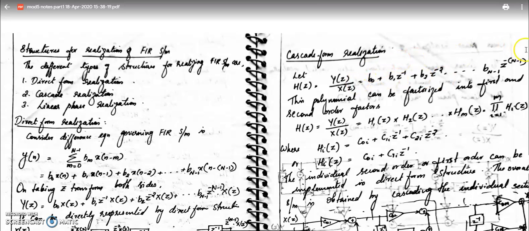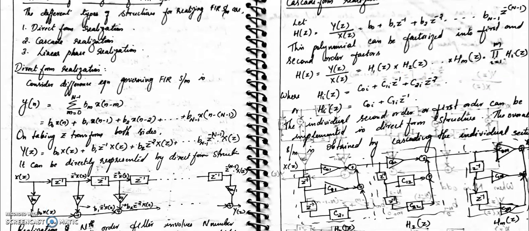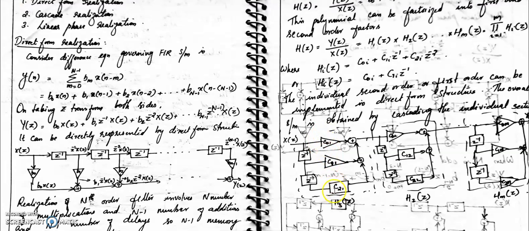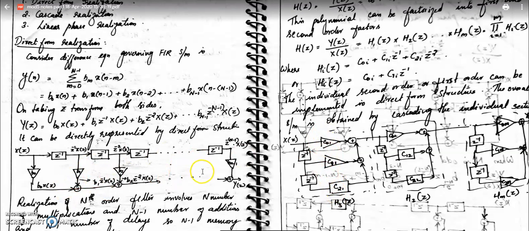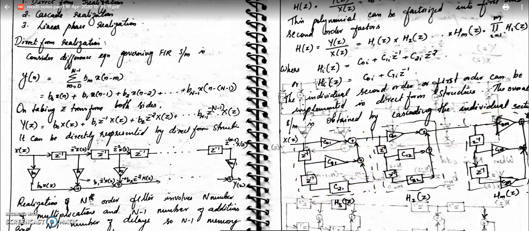This polynomial can be factorized into first order and second order factors, and each can be implemented using direct form like this. Here it is shown vertically, and there it is shown horizontally. Each factor you have to implement using direct form structure and cascade it. That's all. Finally, you will get the final output from the input. That is the cascade structure.